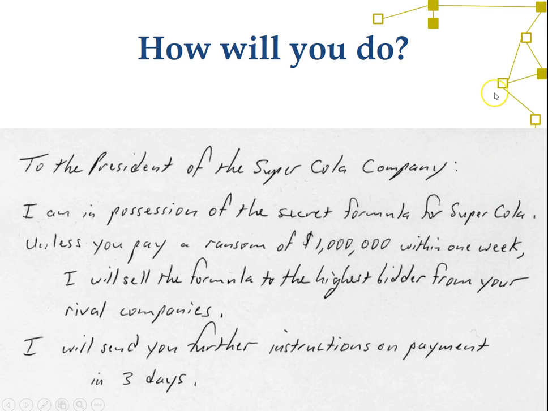And then also, a handwriting comparison expert can look at, let's say, threats or notes or letters, and maybe be able to match the example to the actual suspect. So here you have something written to the president of the Super Cola Company, and it says, "I'm in possession of the secret formula for Super Cola, and unless you pay a ransom of $1 million within 1 week, I will sell the formula to the highest bidder from your rival companies. I will send you further instructions on payment in 3 days."